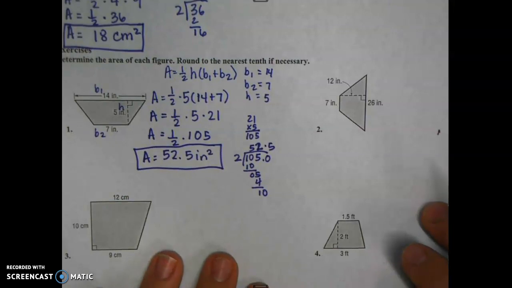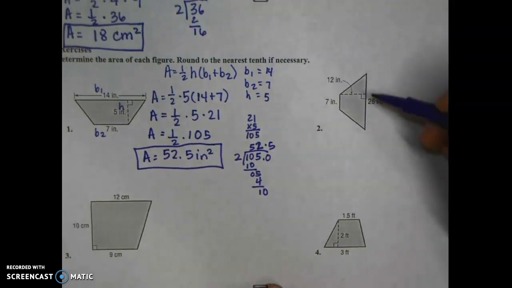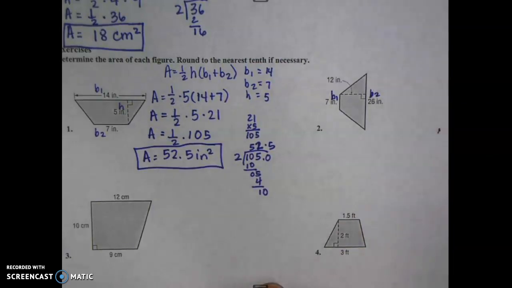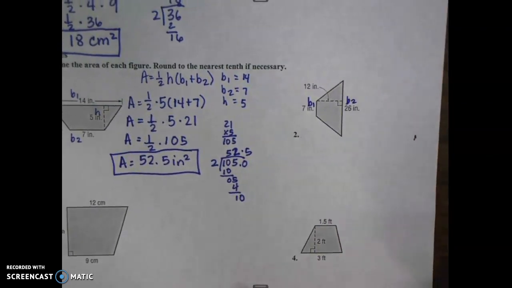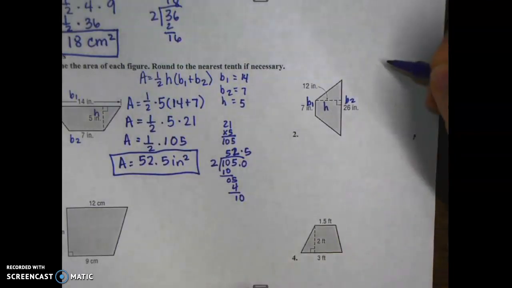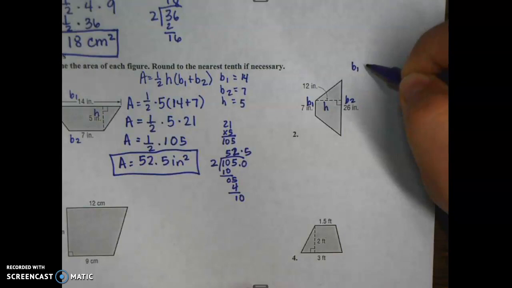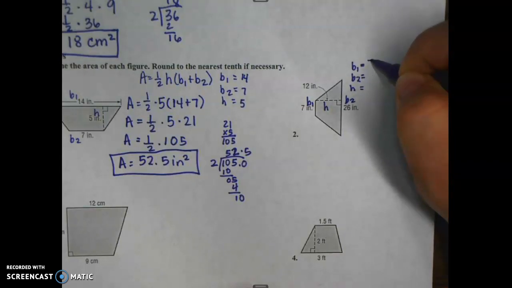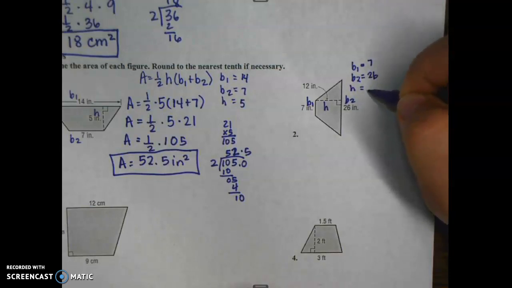Now the next shape is still, these are all trapezoids, it's just rotated. So now base 1 and base 2. I know that those are the bases because they are parallel to each other. And I know that the height is the distance between the two bases, so 12 is my height. So B1, B2, and height. B1 is 7, B2 is 26, and height is 12.